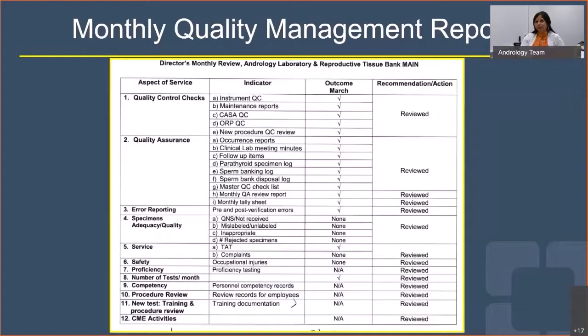Next. So the quality management report is an integration of all the processes within the lab. It includes quality control reviews, quality assurance reviews, error reporting, any specimen rejections, the proficiency, and the competency. So this is a more wholesome review of all of the services that we are providing within the lab, and this is prepared by one of the supervisors, and any deviations or non-conformities are documented. Here, there was no deviation, and then this is finally reviewed by the director and signed off.